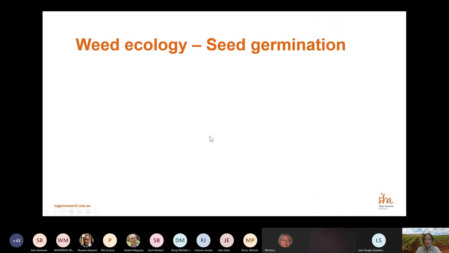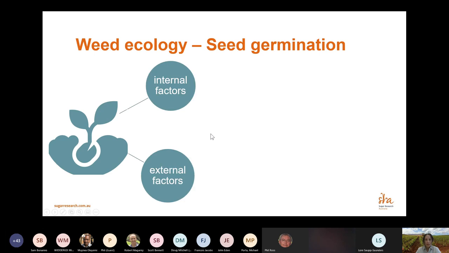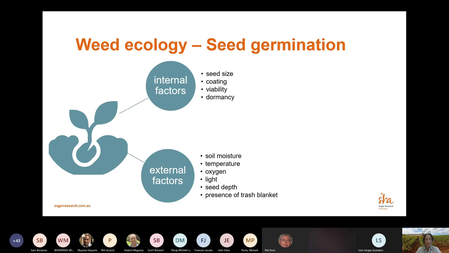So next I'm talking about seed germination. Seed germination is governed by internal and external factors. The internal factors are related to seed size, the type or thickness of coating, the seed viability, and its dormancy. External factors that help break the dormancy are the soil moisture, the temperature, the oxygen, the light, the seed depth, and the presence of trash blankets. So all these factors influence the breakdown or not breakdown of the dormancy.